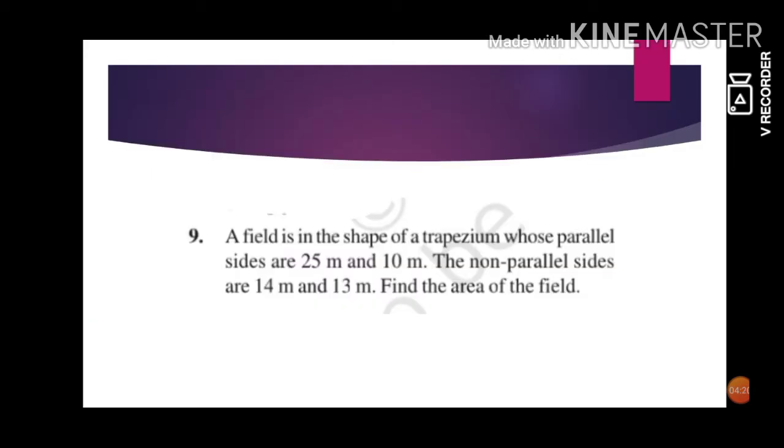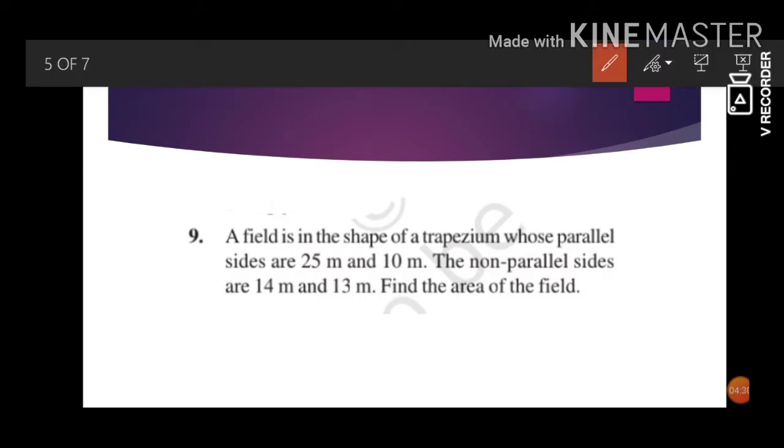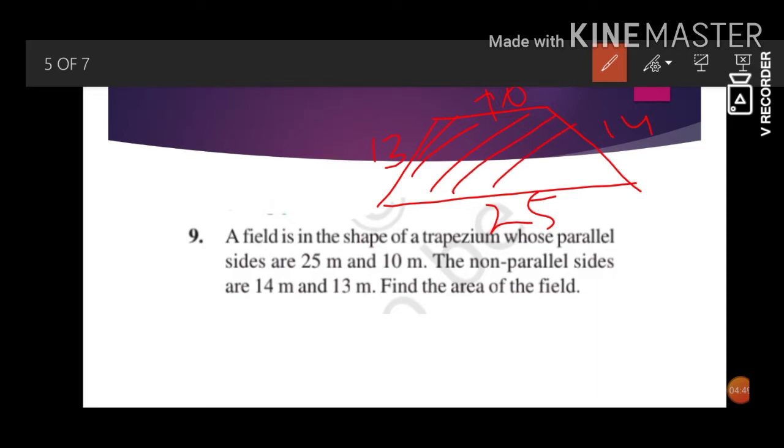Now let us see how question number 9 is solved. A field is in the shape of a trapezium whose parallel sides are 25 centimeter and 10 centimeters. So we have a trapezium and the parallel sides are 25 and 10. So this is 10 centimeter and the bottom is 25 centimeter. The non-parallel sides are 14 and 13 centimeter. Find the area of the field. So we have to find the area of the trapezium.